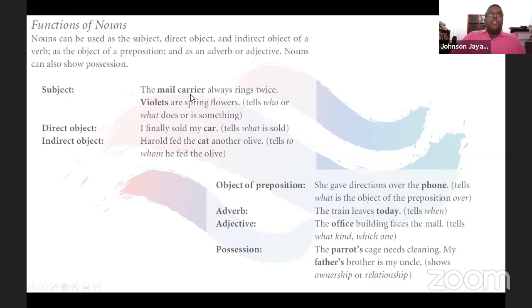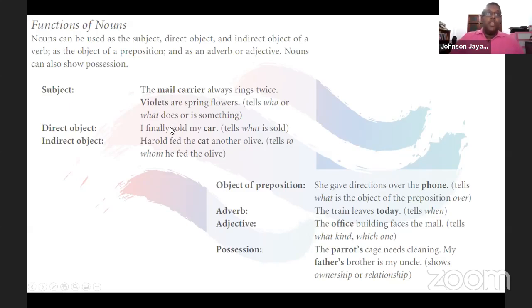Here, the mail carrier always rings twice. So the subject is mail carrier, okay? And then here, violets are spring flowers. So here's a subject. It tells who or what does or is, or what something is. So what is the action that is happening in the sentence? Basically, here's your subject.